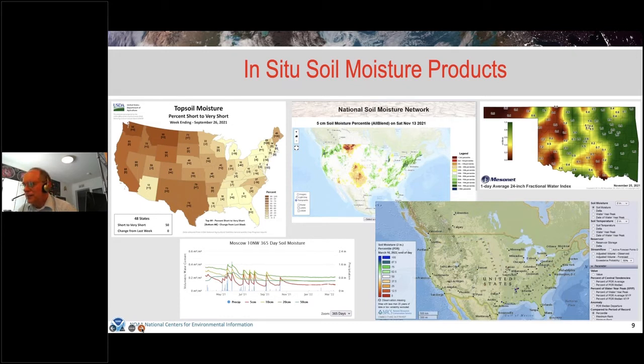But we need to be aware of what these things are, and we have to remember that in situ, especially Mesonet data, are point values. They reflect what the conditions are at that point. A mile away, it may be different. Next slide, please.